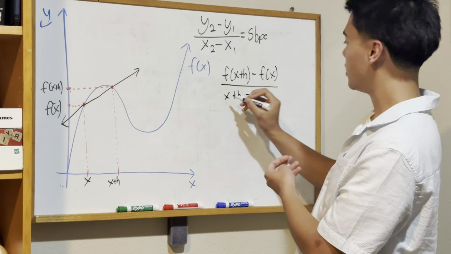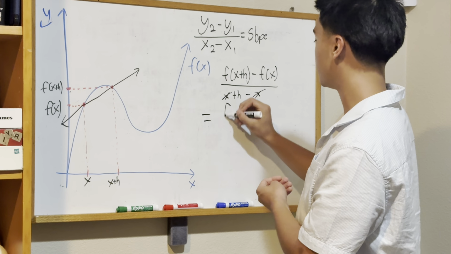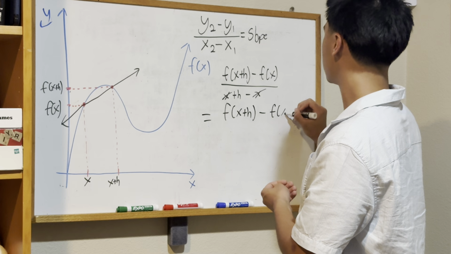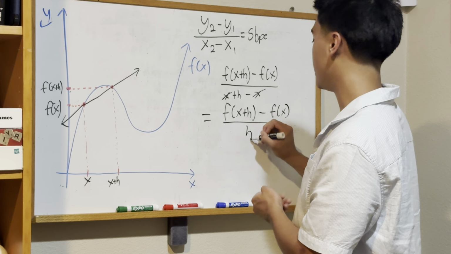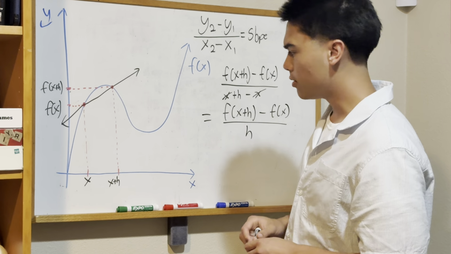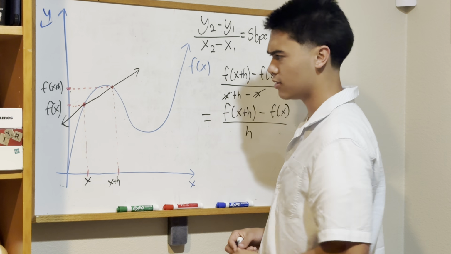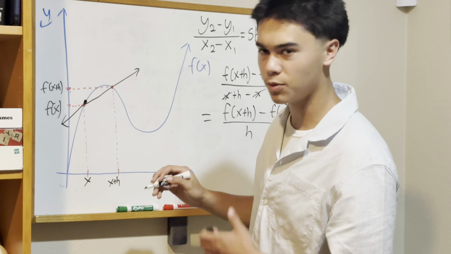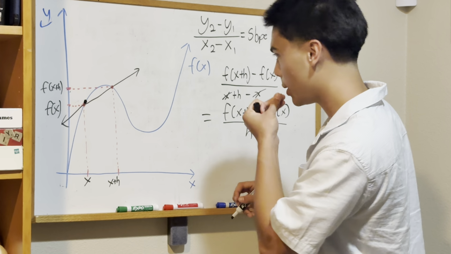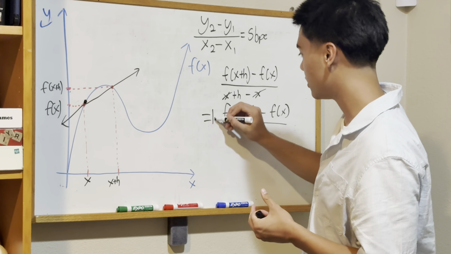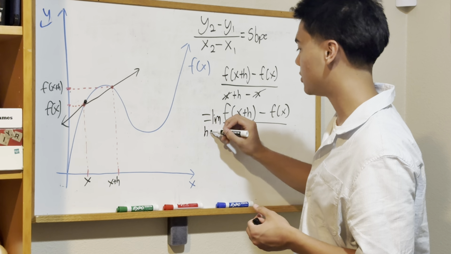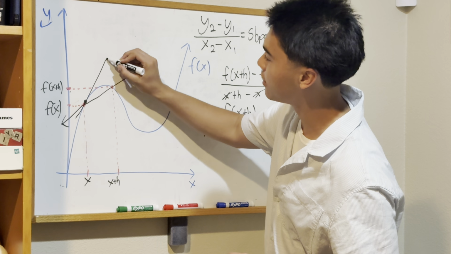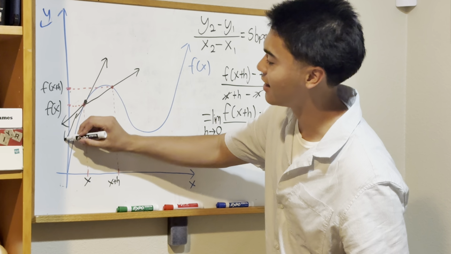And as we can see, the x's cancel out, so we're left with f of x plus h minus f of x over h. And now we know h is the distance between these 2 points, so we want to find the secant line of these 2 points when they're super close next to each other. So what we actually do is we take the limit as the distance between them, h approaches 0, and this new secant line looks like that.